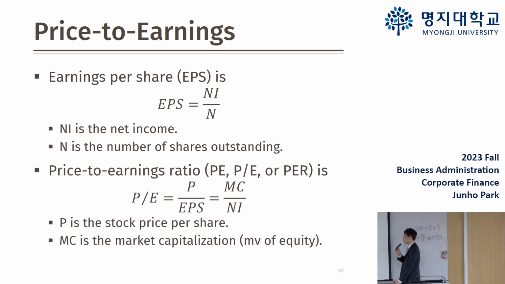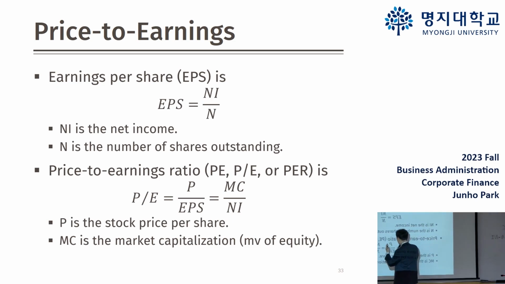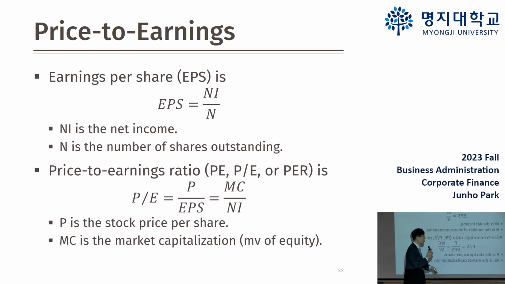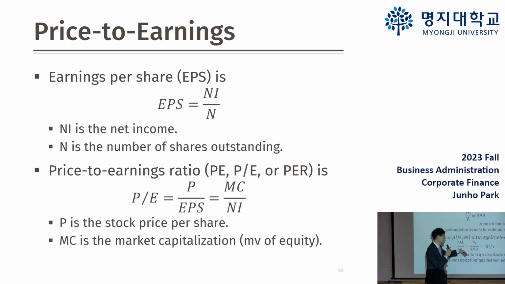Therefore, the price to earnings can be calculated per share, or it can be calculated for the aggregate firm. So if you calculate the price to earnings per share, this can be done by price divided by the EPS, or you can get the same result if you divide market capitalization by net income.